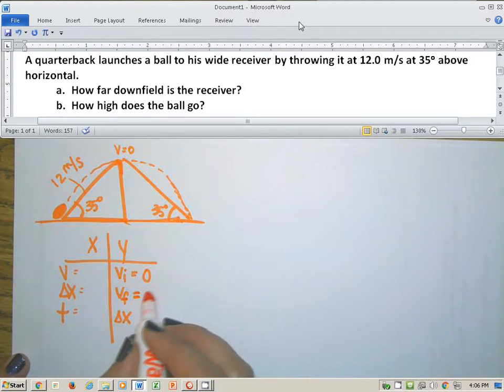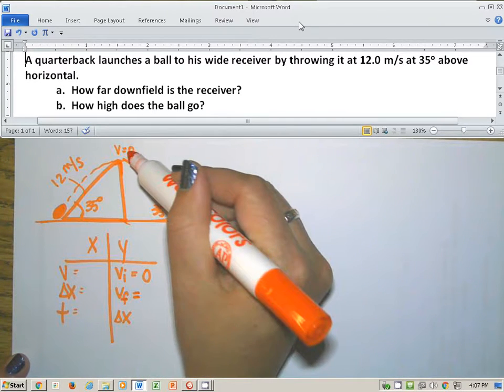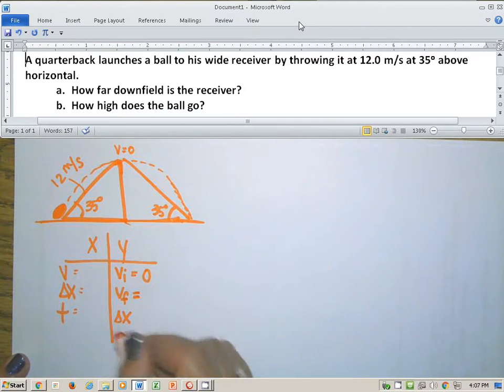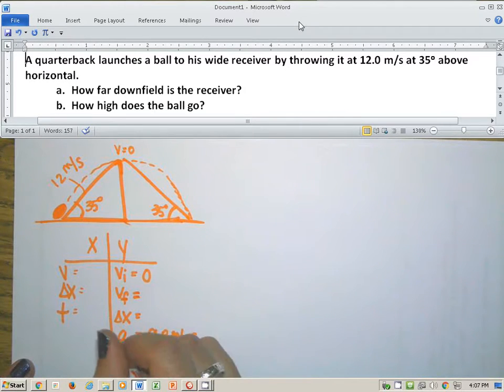We don't know its final velocity, but we know that up here at the top we're going to start at 0 and come down. We also know a for this, which is 9.8 meters per second squared, because it's being accelerated by gravity. And I know that it has a t, but I don't know what the t is.